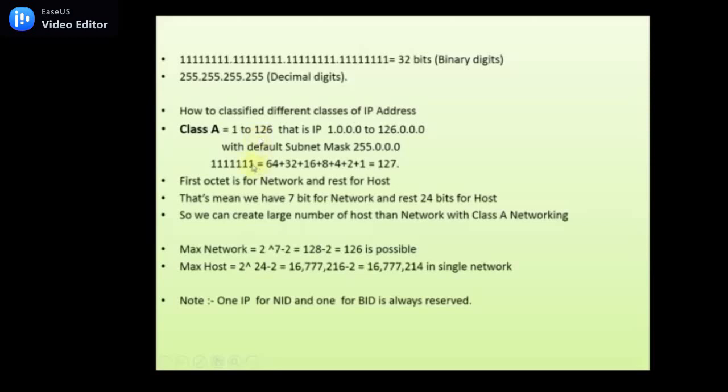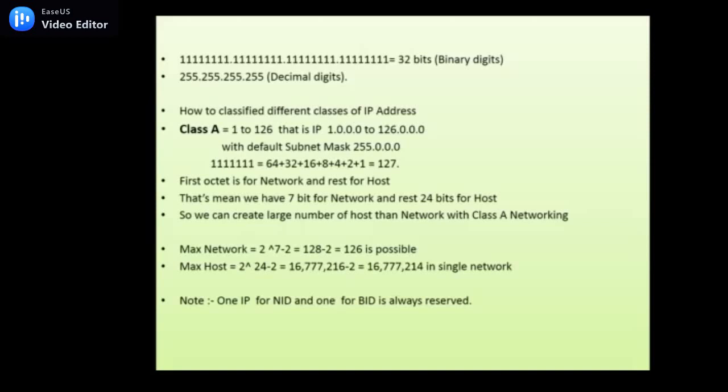That means you have only 7 ones. You are not able to use the eighth bit, because if you put 1 in, that will be 255. But we have the range only between 1 to 126. So when you add all these 7 instead of 8, you get 127. So the IP address range comes to 126, and 127 is for the loopback IP address. So for class A, we got only 126. That means we have 7 bits for network and the remaining 24 bits for hosts. So you can create a large number of hosts in class A.